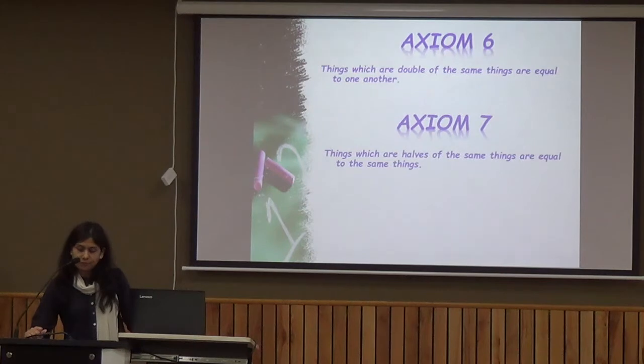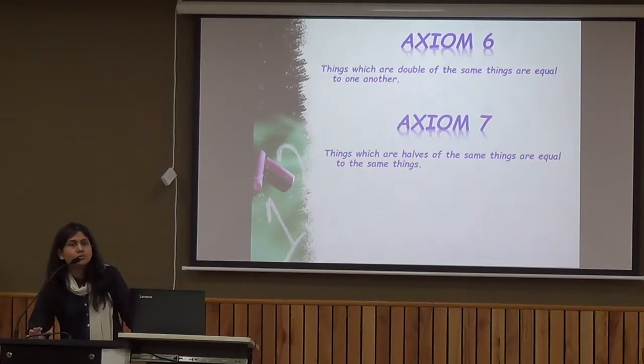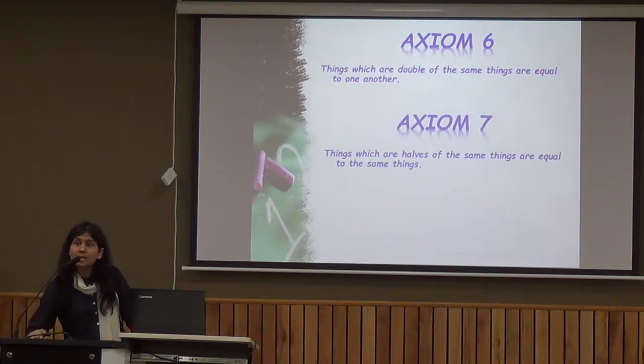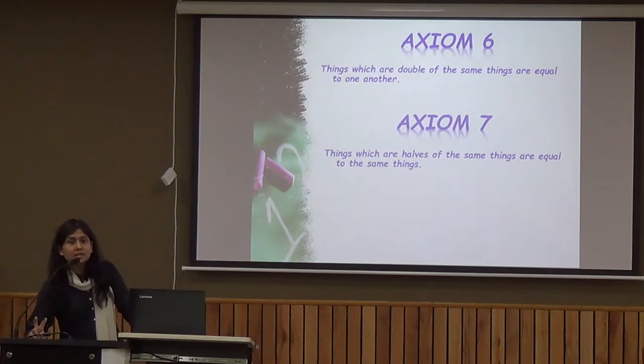Now axiom 6. Things which are double of the same things are equal to one another. Now for example, consider x is equal to y. Then x plus x is equal to y plus y. The axiom which we have done in previous slide, that is, if a is equal to x and b is equal to y, then a plus b is equal to x plus y. So here, instead of taking a and b differently, I have just taken x is equal to y.